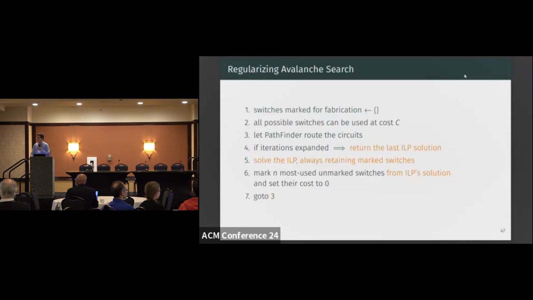If we integrate this in the previous avalanche search algorithm, it's almost the same. So the main difference is at point 5, where we solve the ILP, as we said before, maximizing the usage while respecting the constraints. And we always retain, of course, the switches that have already been marked for fabrication. Then when we give discounts, as we said, we give them to the n most used switches that are part of the ILP solution itself. Finally, we return when we have expanded the number of iterations that we set before.